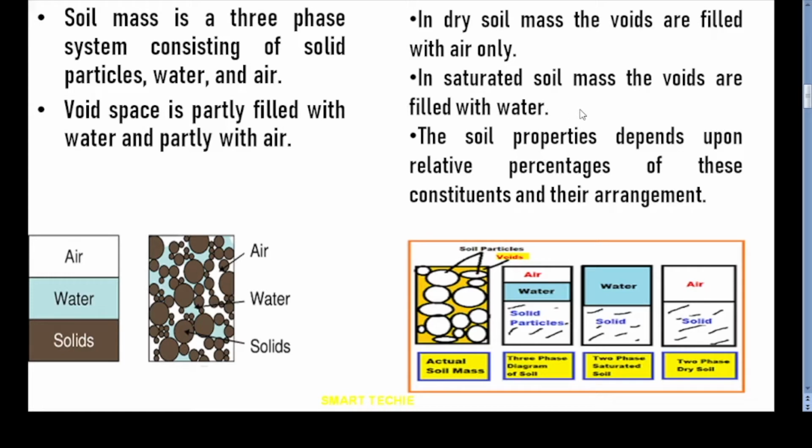When it comes to saturated soil mass, the voids are filled only with water. That means it is nothing but wet soil. Wet soil in the sense it is having water and it is having the solid particles, so it becomes a two-phase system. So soil in general is actually a three-phase system made out of water, air and the solid particles. But depending upon whether it is dry or whether it is saturated, soil becomes a two-phase system. The soil properties depend on the relative percentage of these constituents and their arrangement.